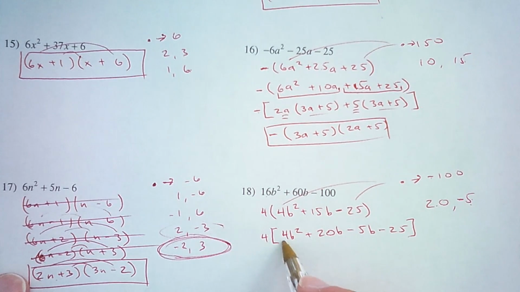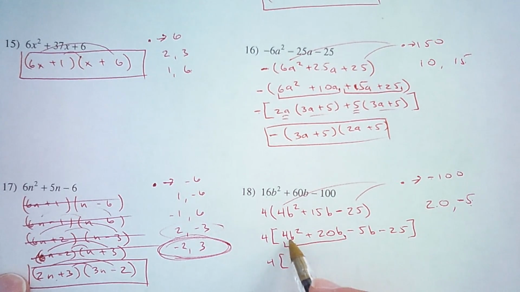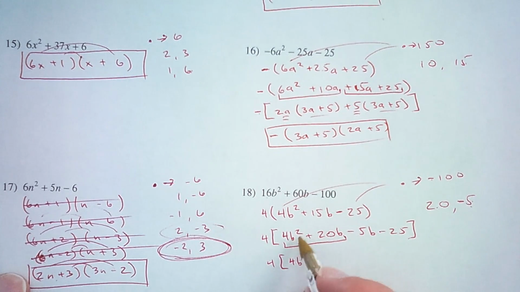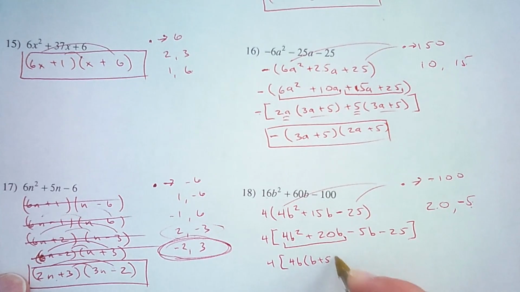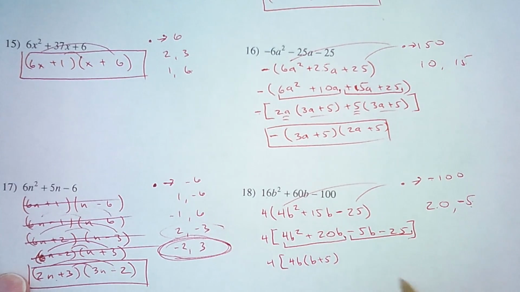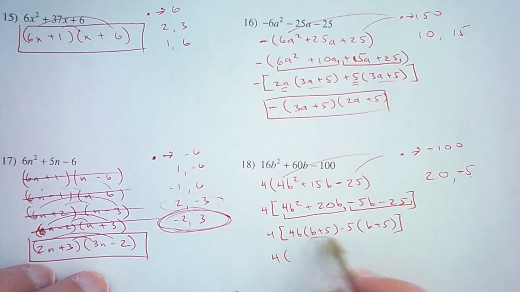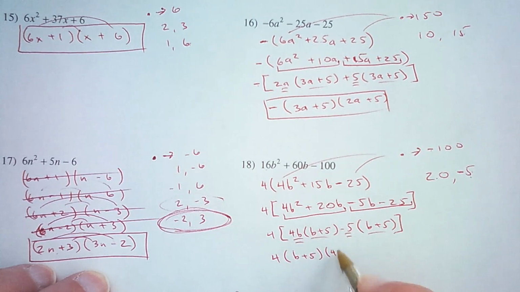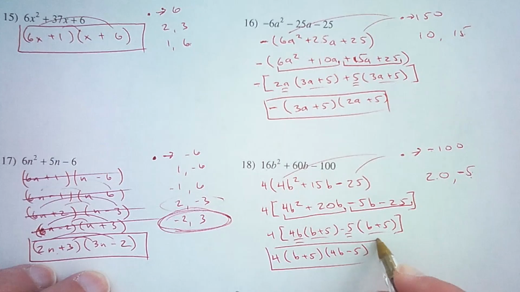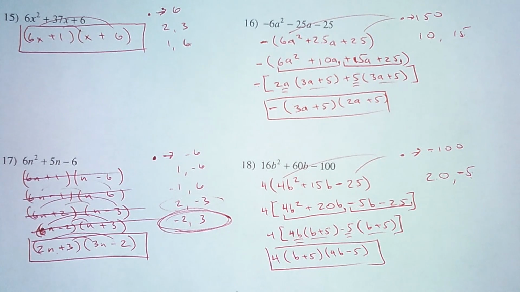Okay, so then I can group these. So I get 4 times, and my greatest common factor here is 4b, and that leaves me with b plus 5. And then here, I'll factor out a negative 5, which leaves me with b plus 5. So I have 4 times b plus 5 and 4b minus 5. And that is how you factor a trinomial by grouping.